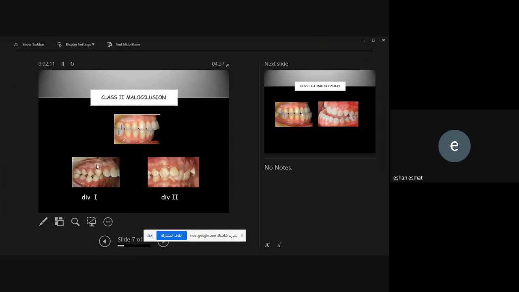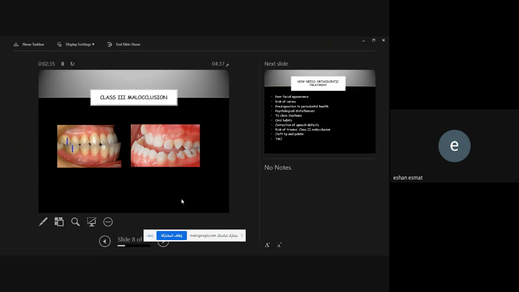Class 2 malocclusion: here you see the upper first molar is more mesial to the lower first molar, and it has two types. In division 1, you see an increased overjet, and in division 2 you see a deep bite, an increased deep bite. The final type is class 3 malocclusion. You see here the upper first molar is more distal to the lower first molar, and there is an underjet, not an overjet. Okay, this is class 3 malocclusion.